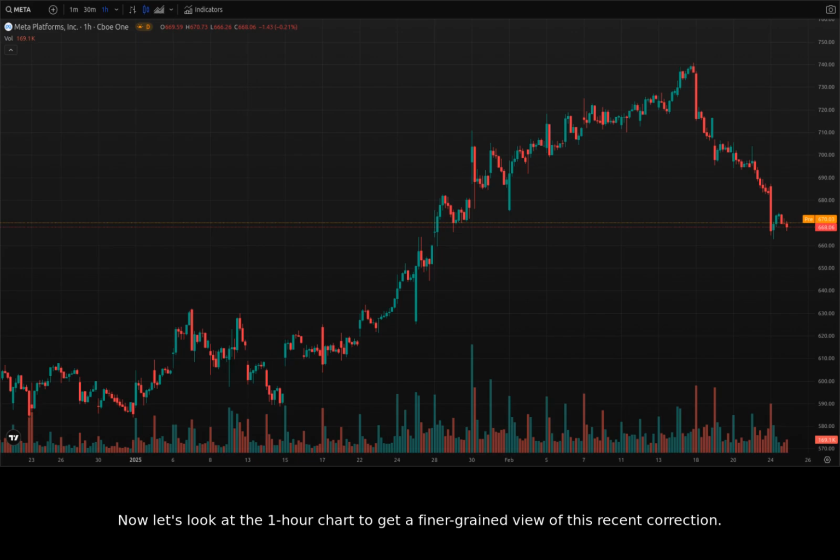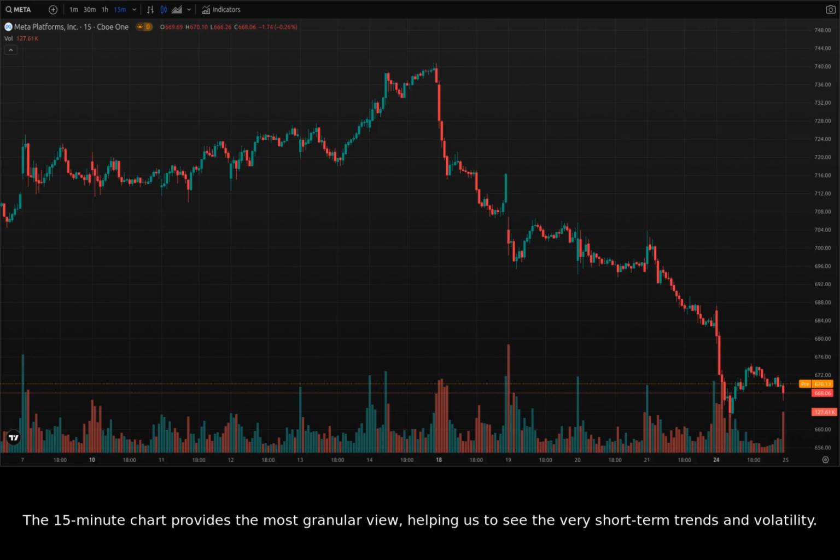Now let's look at the 1-hour chart to get a finer-grained view of this recent correction. The hourly chart shows the price action in more detail. This allows us to see more short-term trends and reversals, but they're still not that reliable. Let's also look at the 15-minute chart for even more detail. The 15-minute chart provides the most granular view, helping us to see the very short-term trends and volatility. However, the 15-minute chart is not very useful for looking at medium and long-term trends.